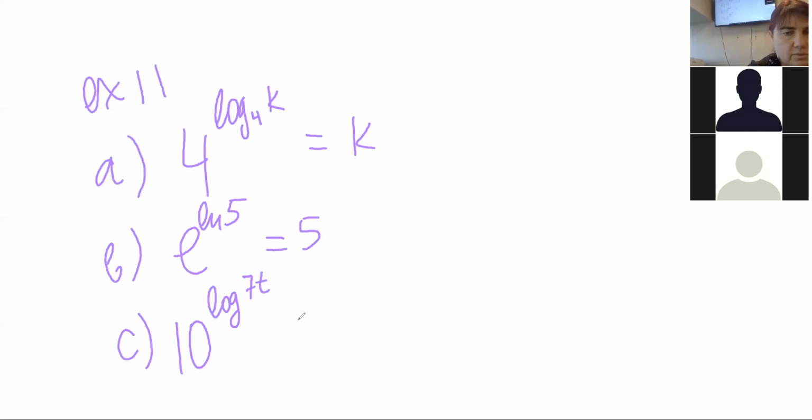Where does C go? That's correct, 70. Because the base is 10, you don't see it, but it's 10. Okay, so these were the rules for the logarithms. And they're easy. All you need to do is practice. Practice and practice more.